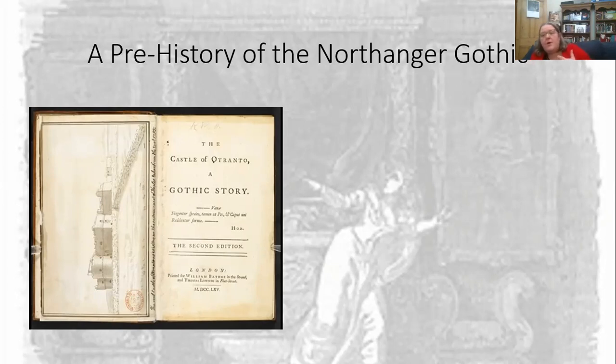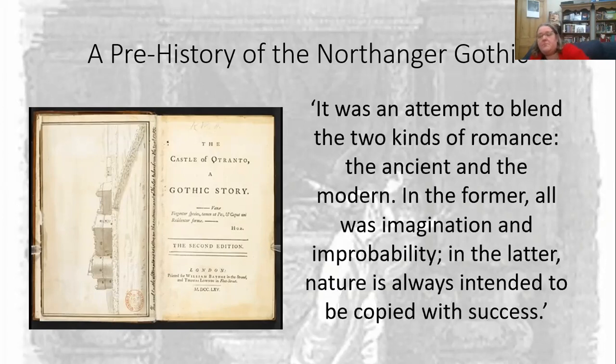But what Walpole also does in his preface to the second edition, when he's admitting he wrote it, is give us an idea of what he was intending to do with the genre and what the Gothic genre is about. So the Gothic genre was an attempt to blend two kinds of romance. And by romance here, he means fictional writing, the ancient and the modern. In the former, always imagination and probability. In the latter, nature is always intended to be copied with success.